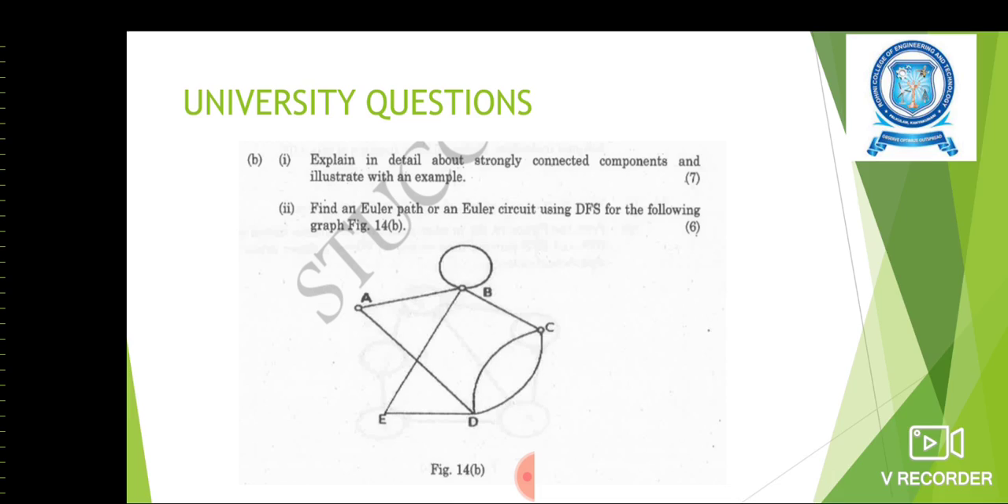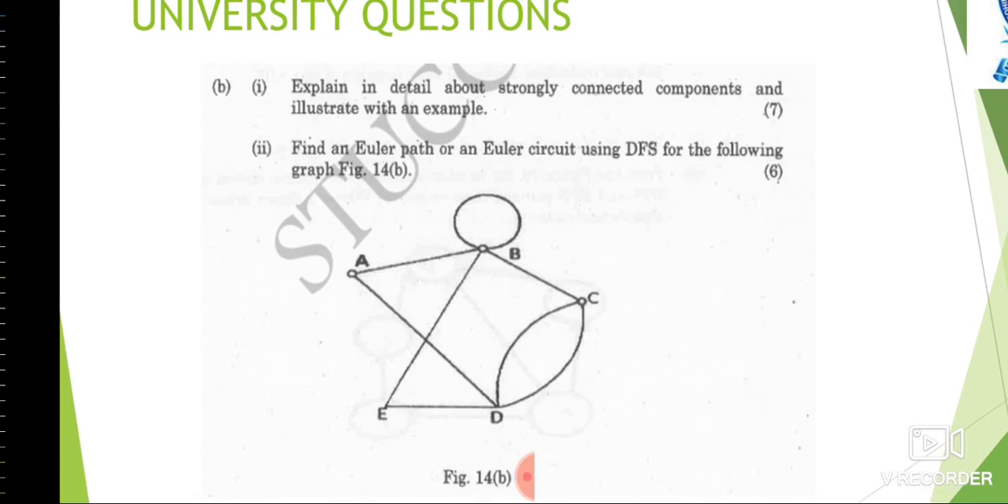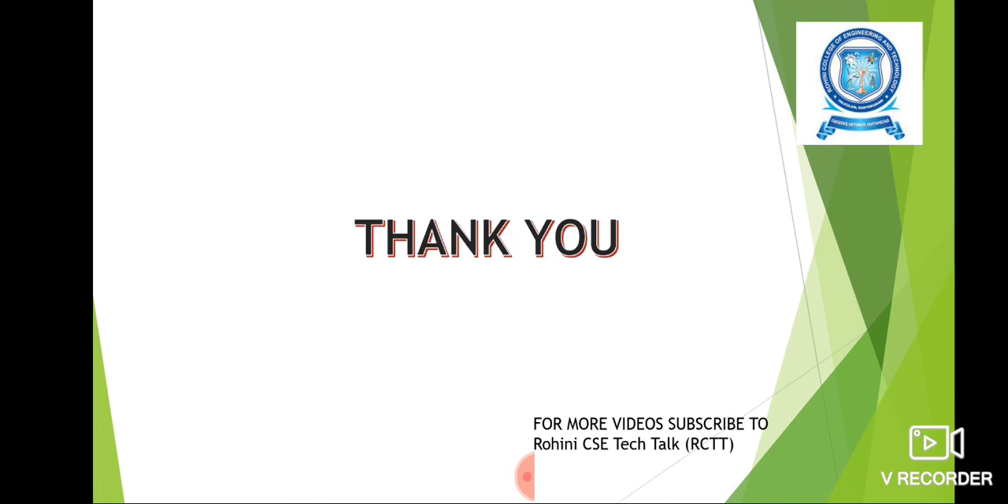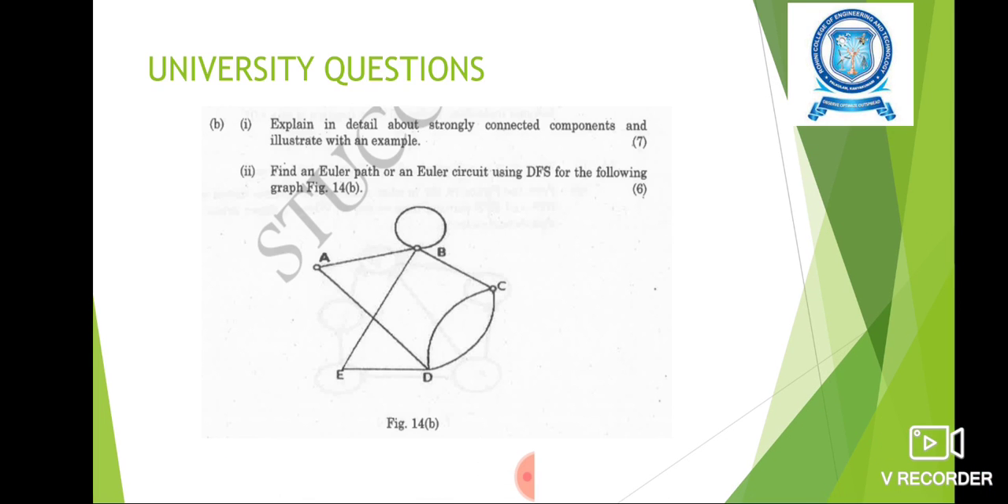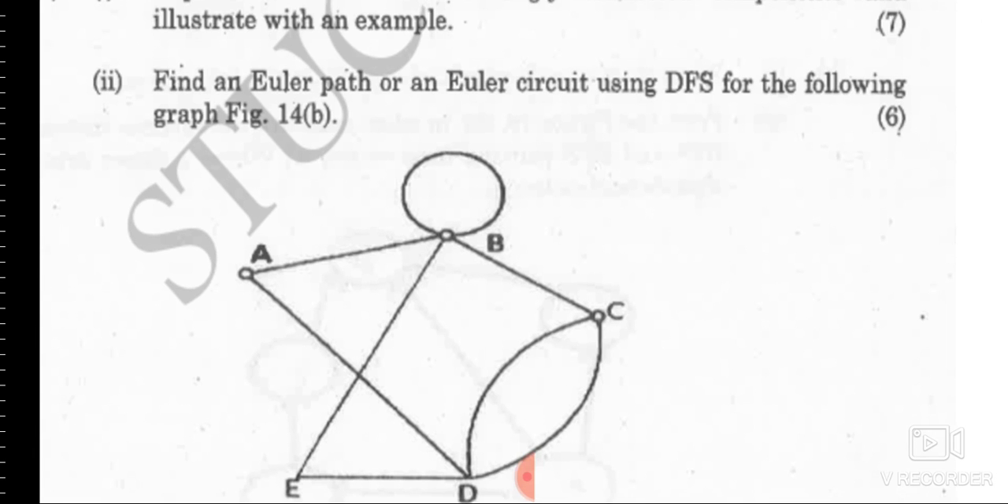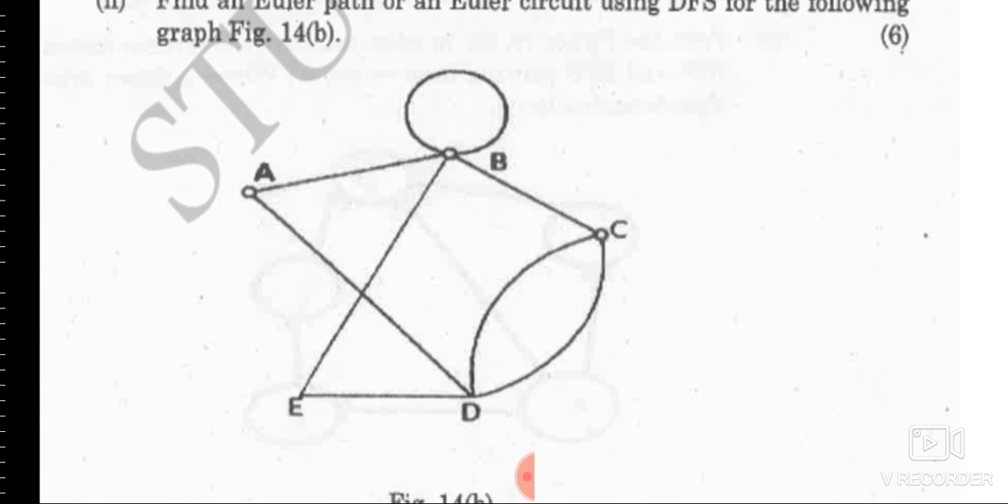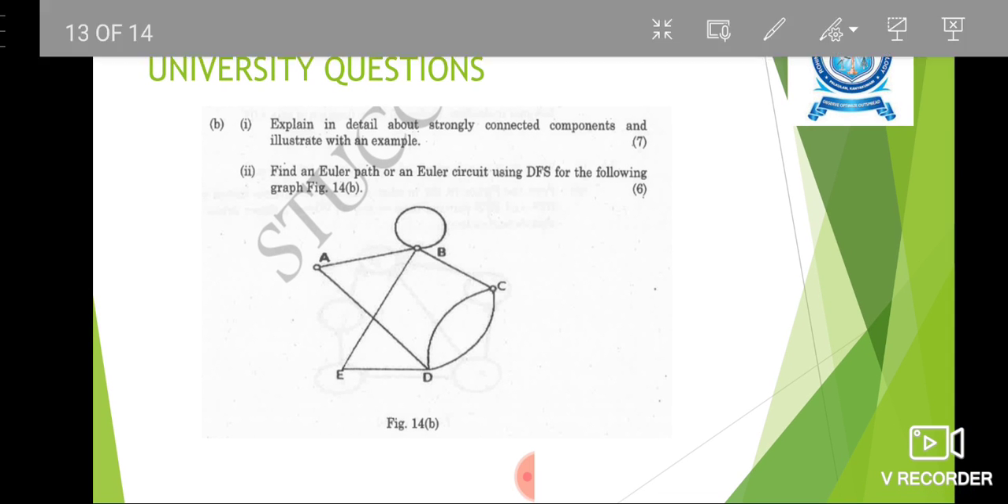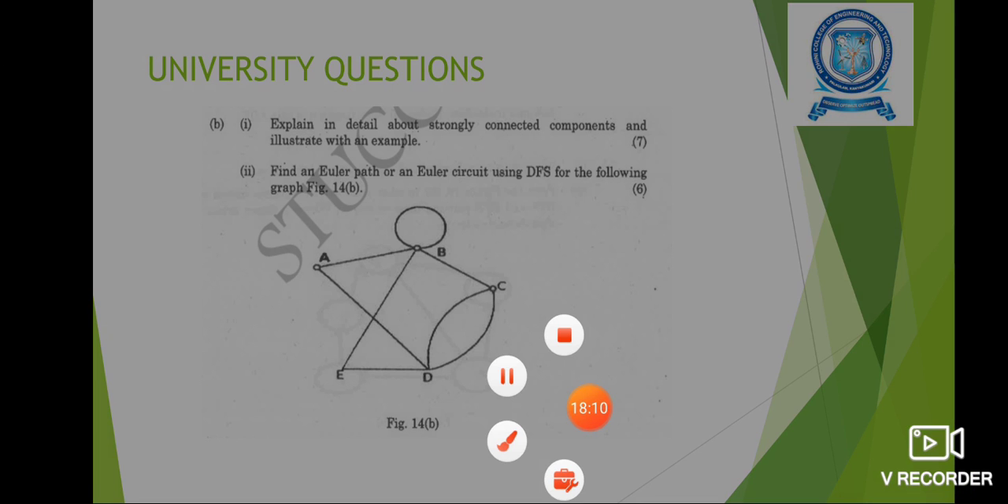These are some university questions, and some GATE questions may be asked in this topic. They may give a graph like this and ask you to find the Euler path and Euler circuit for the given graph. With this, I am concluding today's class. Thank you.